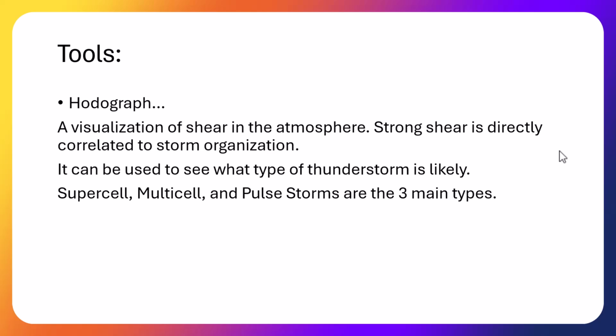Supercell is your rotating updraft storms. Multicell is your cell clusters. We see these a lot in the Ohio Valley, multicell systems, and sometimes we'll see pulse storms too. But a lot of the time we'll see our multicell systems. Hodographs can be used to actually see that in the atmosphere, because our shear can tell us that.